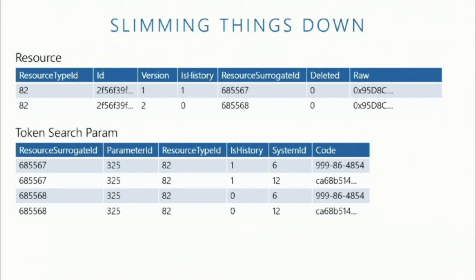We go a little bit further with the system ID. There's typically only a very limited set of systems in a FHIR server. Things like units, there are probably only on the order of 40 different units. So there are a lot of opportunities to slim things down, and you could go a lot further with this.